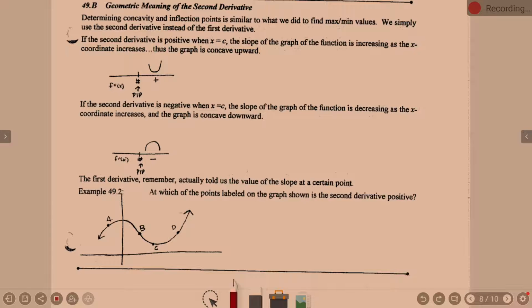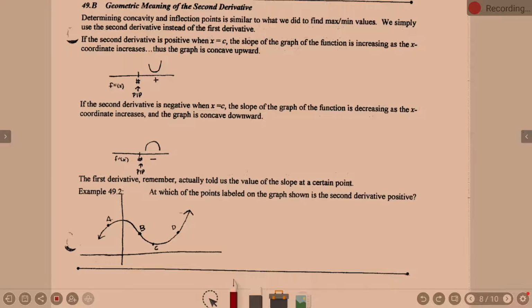So, geometric meaning of the second derivative. Basic calculus: the first derivative and increasing, decreasing go together. The second derivative and concavity go together. Determining concavity and inflection points is similar to what we did to find max and min values. We simply use the second derivative instead of the first derivative.